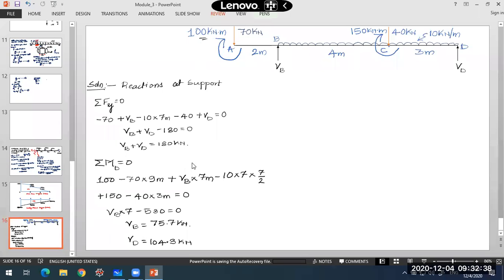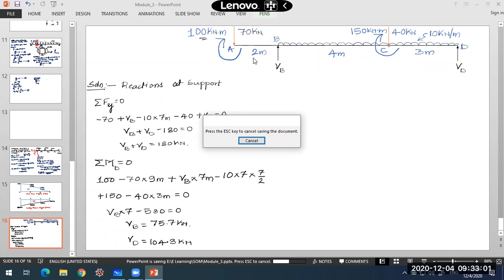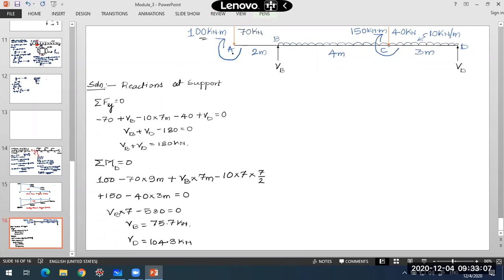Right now, once we have the reactions, now we'll go for calculating the shear force first. So we'll start moving from A to D, from left to right. When it is an overhang beam or simply supported beam, I'll be moving from left to right in this direction. When you have cantilever beams, it is always better to move from free end to fixed end.